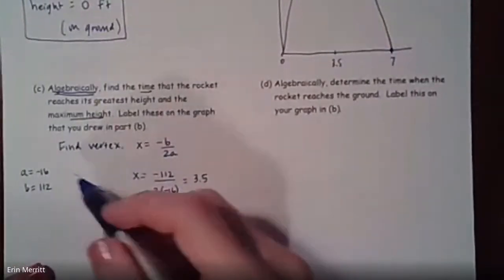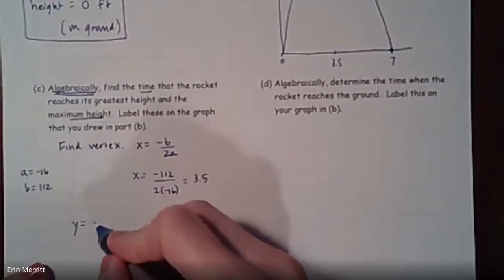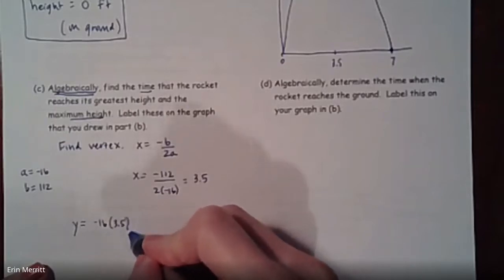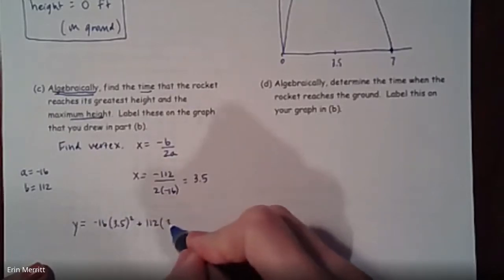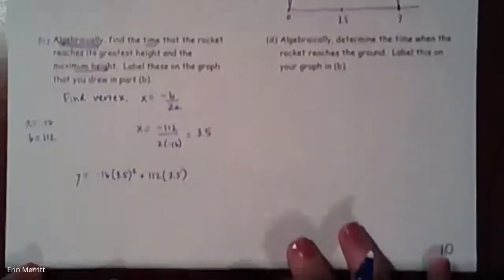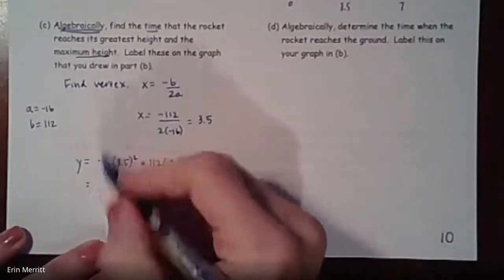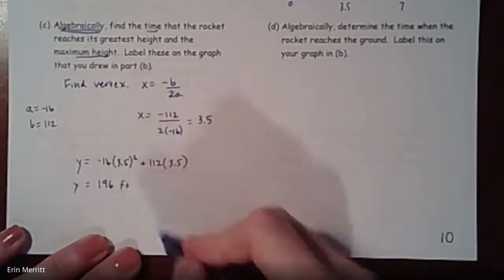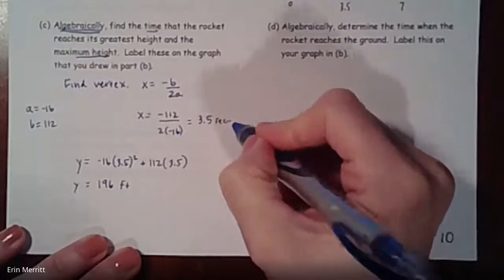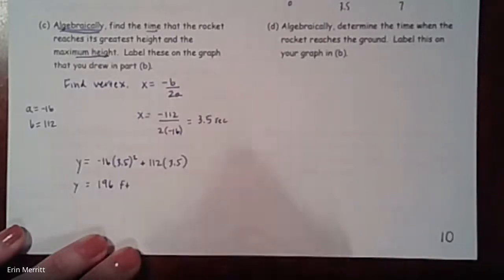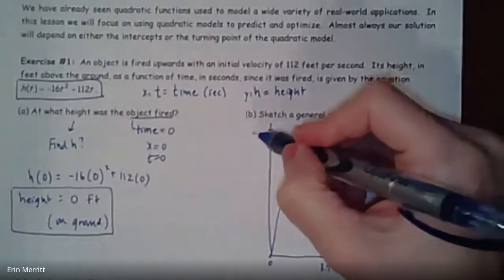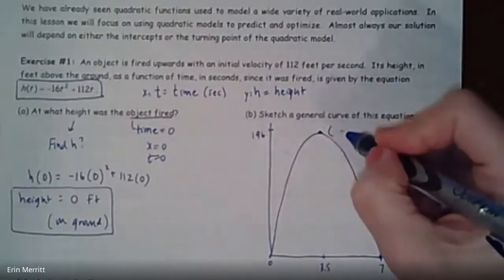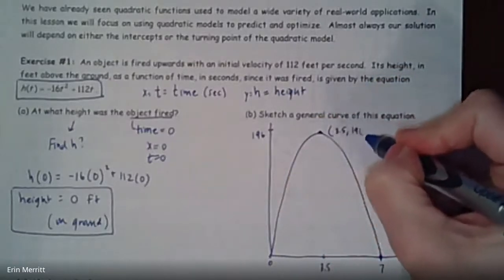And then if we plug that back in, so if we plug in negative 16 times 3.5 squared plus 112 times 3.5, that would definitely be some calculator work. If you trust my calculations, it comes out as 196. So what that ultimately means is at 3.5 seconds, it reaches a height of 196 feet. All right. So on my graph, I can come on over here and I know that that's at 196. That's the coordinates of that point right there.